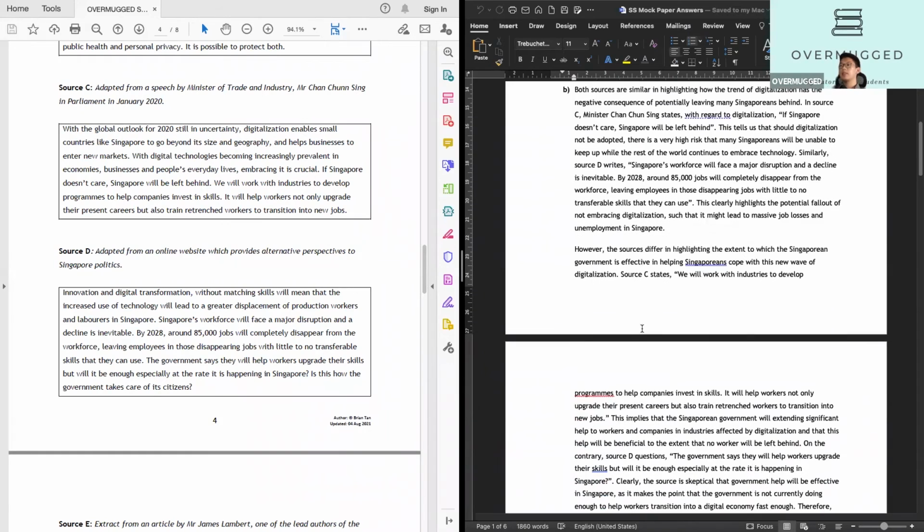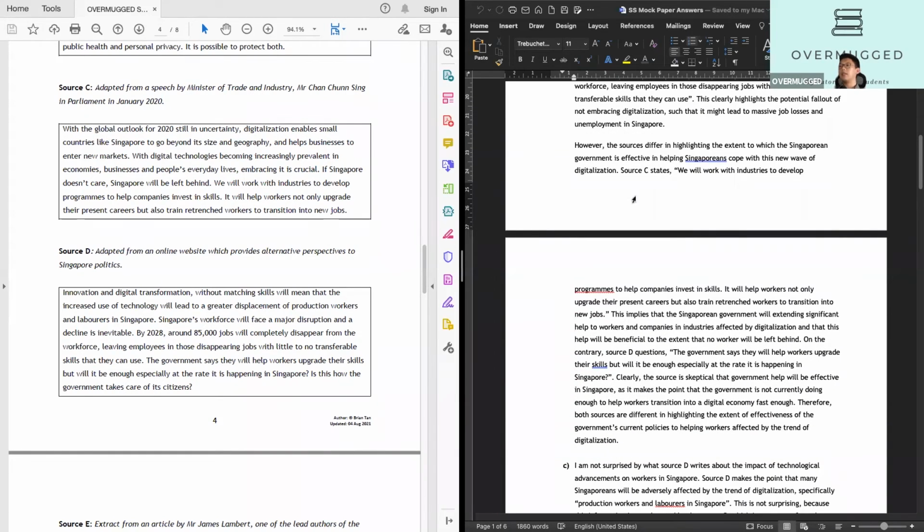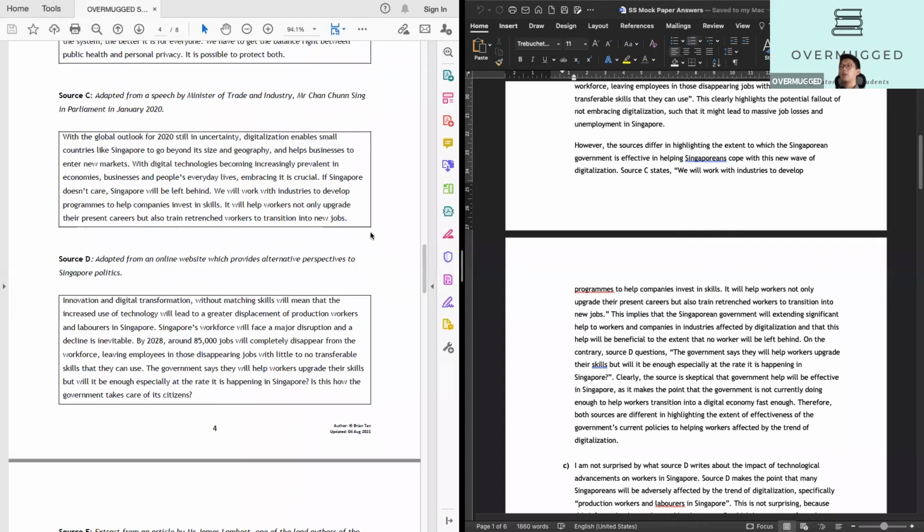Moving on to the differences, what is important here is that the sources differ in highlighting the extent to which Singaporean government is effective in helping Singaporeans cope with this new wave of digitalization. So I think this is quite self-evident here. Many of the points that I've raised about the history source-based skills and social studies source-based skills overlap. So where many students suffer is in their inability to correctly identify the information needed. So all I can say for this, right, is to be more astute when you're looking at the source itself and identify clearly and specifically what is it that the sources are different in. Okay?